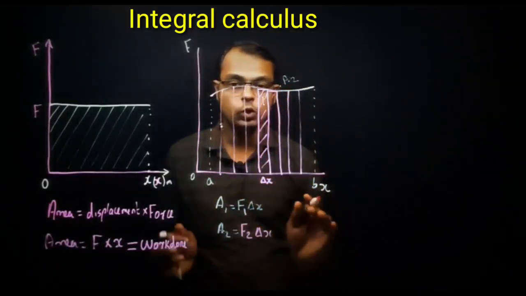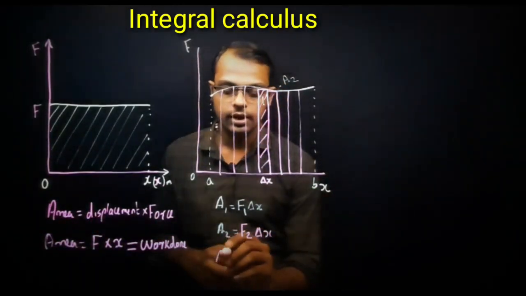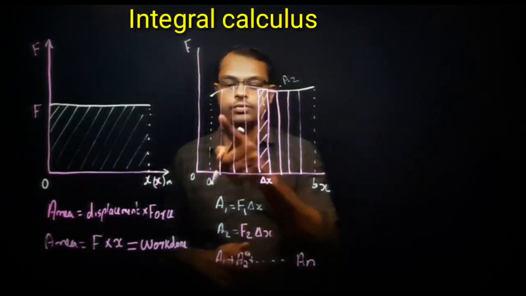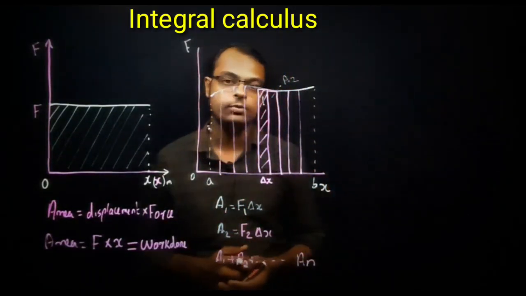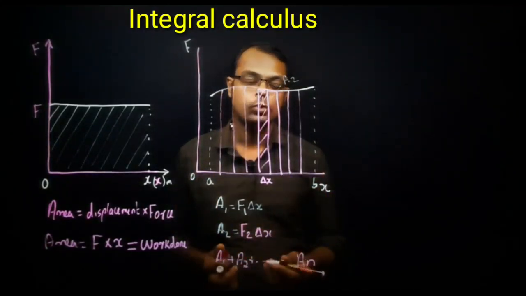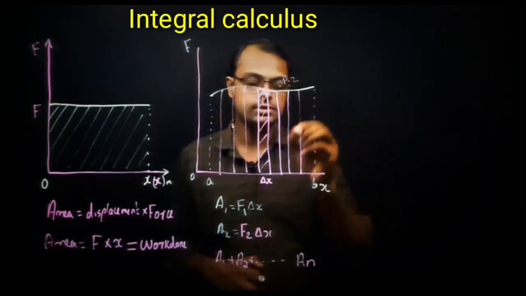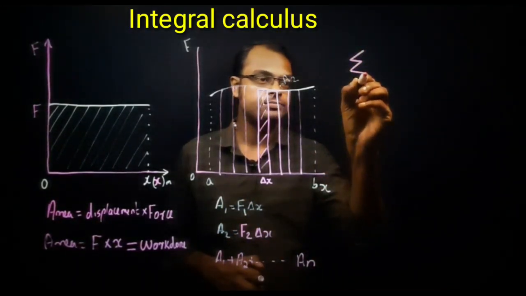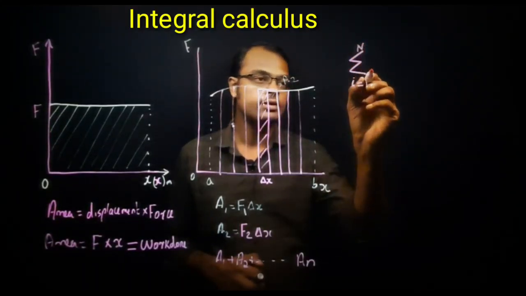So if so, what is the total area? Usually what you will be doing? A1 plus A2 plus etc. till An. So here we can write A1, A2, A3, every small area you are adding now. Is it an easy process to add all these areas? No. There we are using the other term called summation. So I can write this entire area as sigma i is equal to 1 to n Ai.